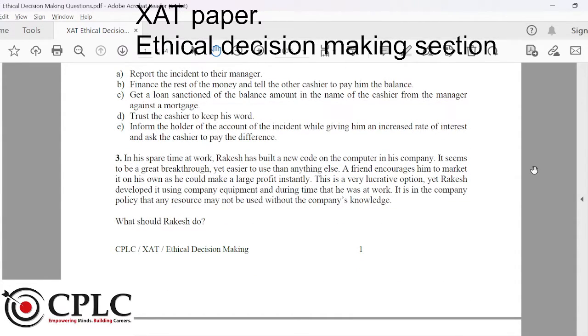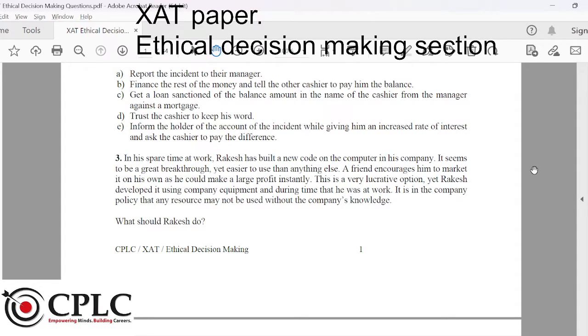So let's move on to the third question. In his spare time at work, Rakesh has built a new code on the computer in his company. It seems to be a great breakthrough, yet easier to use than anything else. A friend encourages him to market it on his own as he could make a large profit instantly. This is a very lucrative option, yet Rakesh developed it using company equipment and during the time that he was at work. So basically, he was working for a company, and during the work and research and development, he went through this and made the new code.